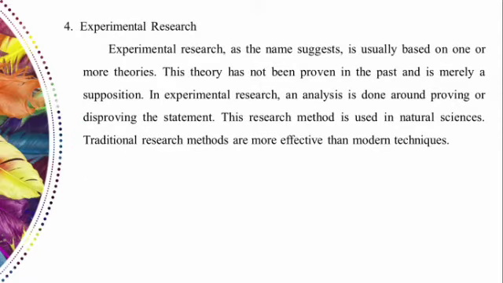And the last type is experimental research. Experimental research, as the name suggests, is usually based on one or more theories. This theory has not been proven in the past and is merely a supposition. In experimental research, an analysis is done around proving or disproving the statement. This research method is used in natural sciences. Traditional research methods are more effective than modern techniques.